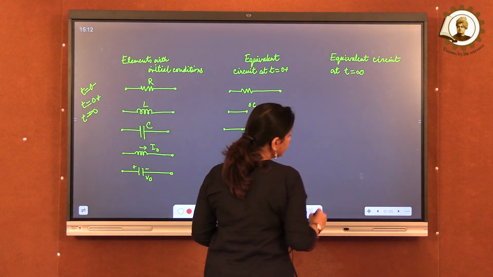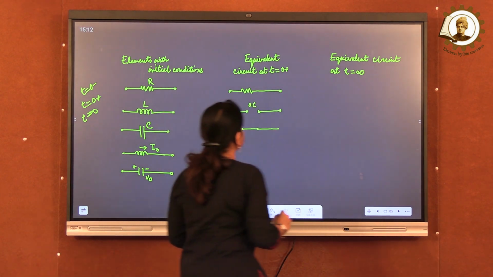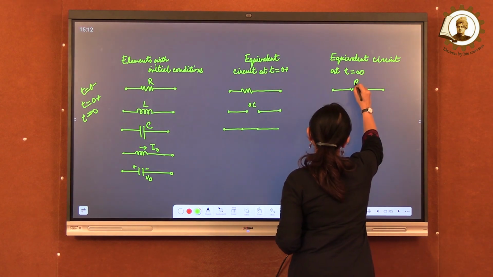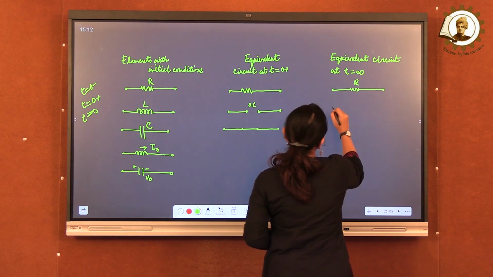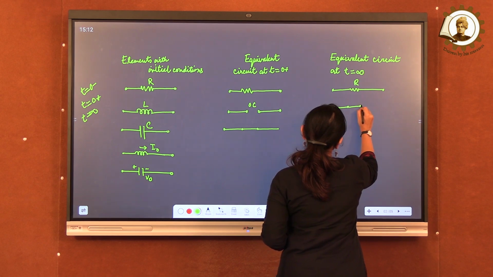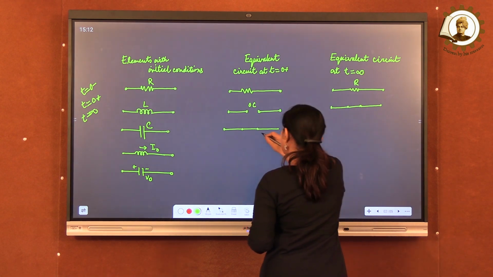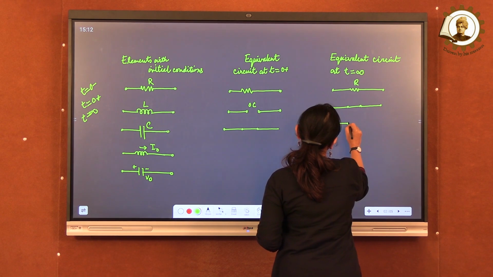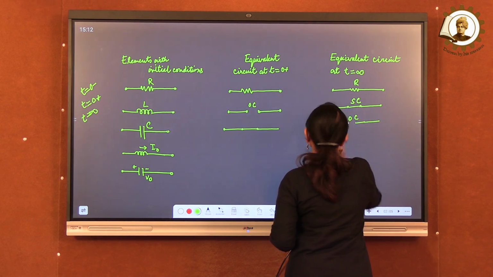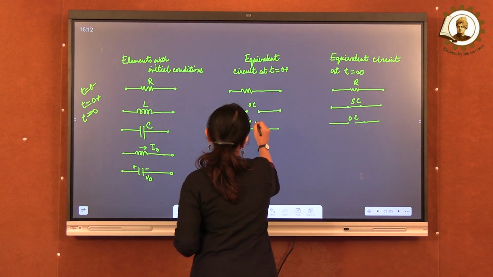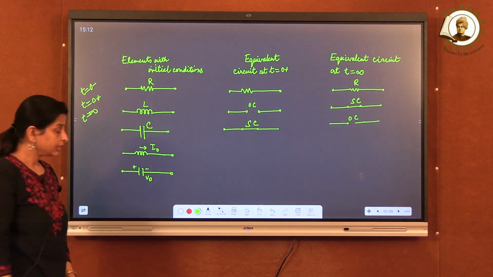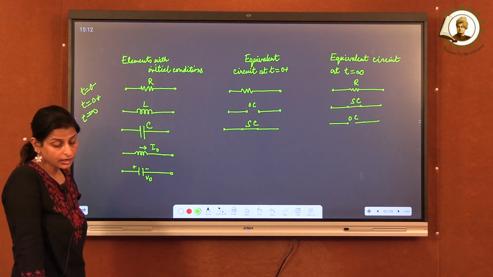Now for t equal to infinity, under steady state condition, the value of the resistor will remain the same, it is R. For the inductor, at the steady state condition, the inductor will be short circuited, and the capacitor will be open circuited. These three things are very important, and you should remember them for doing the numericals.